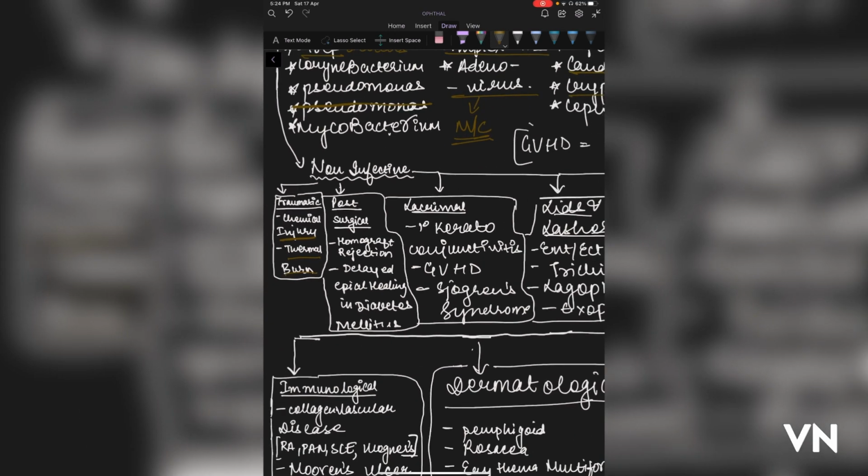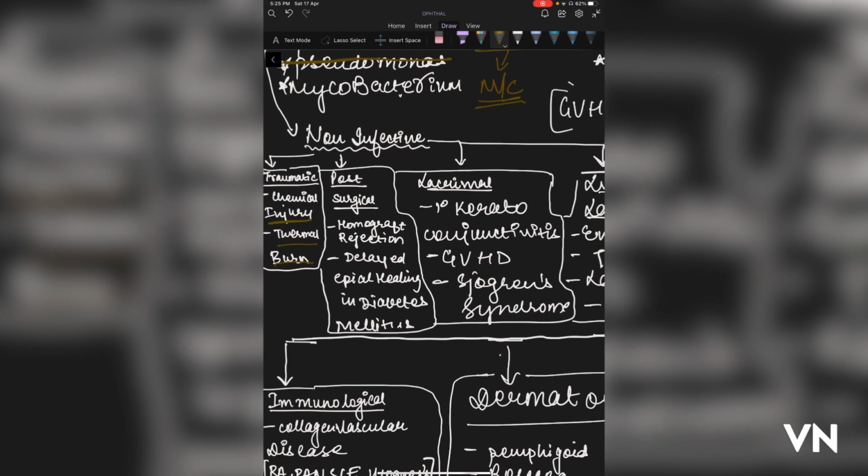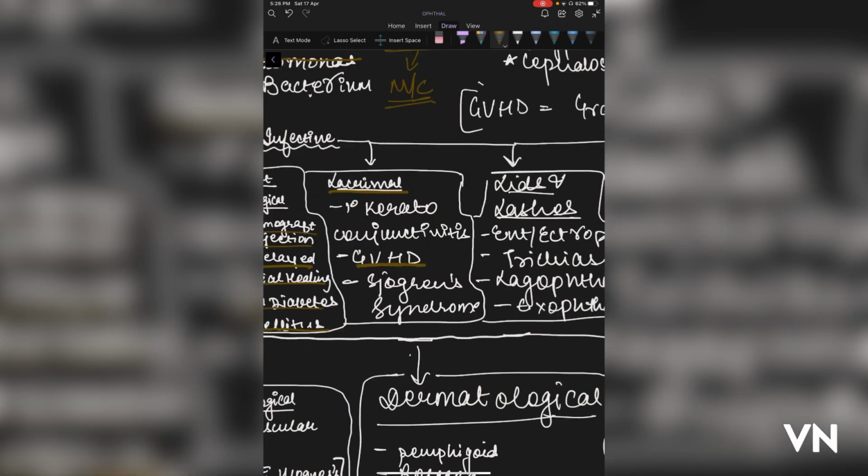Post surgical: there are corneal replacement surgeries. The first one is homograft rejection. This occurs in corneal transplants. The cornea which was transplanted gets rejected, as is the case in any other organ transplantation. Now, delayed epithelial healing in diabetes mellitus. The delayed wound healing in this case leads to corneal ulcers. The cornea will not heal, with graft versus host disease again.